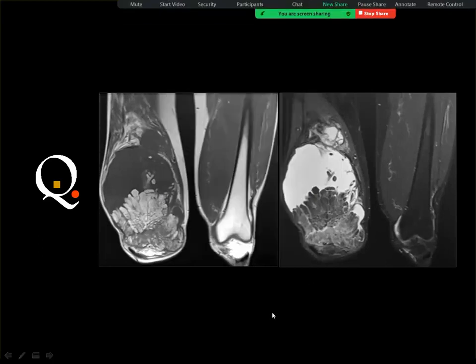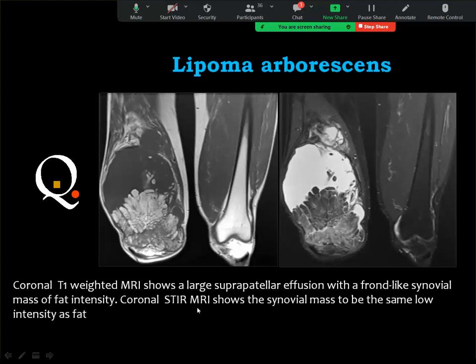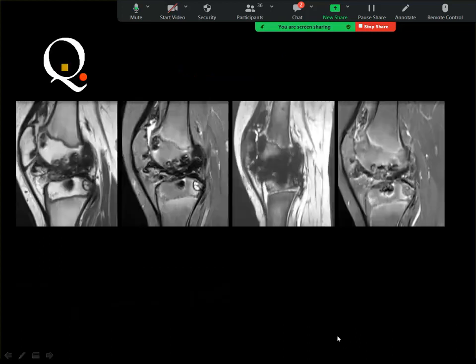Yes, the answer is right. This is lipoma arborescens, and you got a big mass of fat signal within the joint capsule distended by fluid. The fluid is of black signal in the T1, bright in the STIR. The fat is of high signal in the T1 and is dark in the STIR. This is the classic appearance of lipoma arborescens.